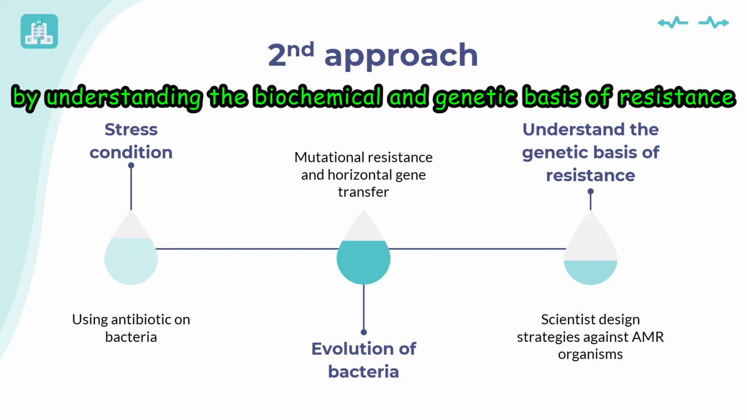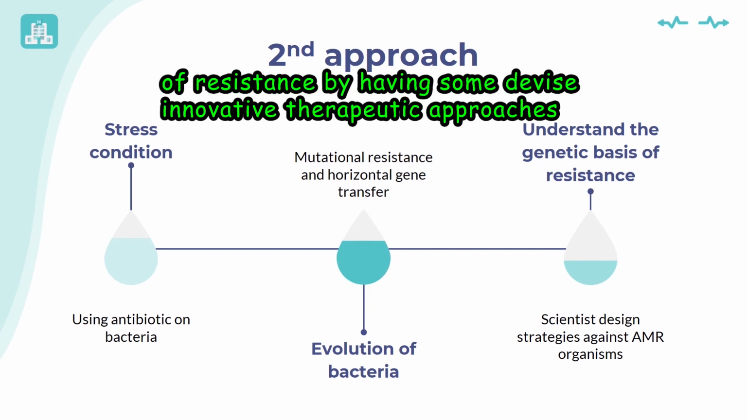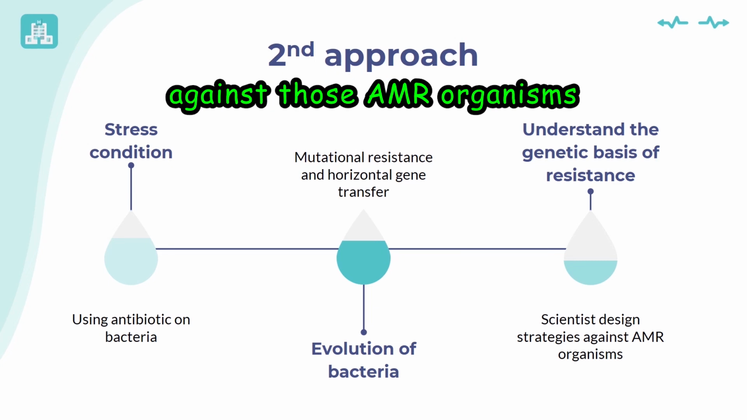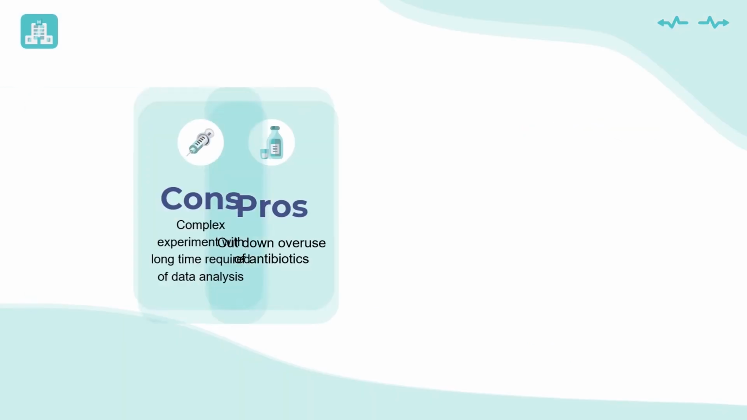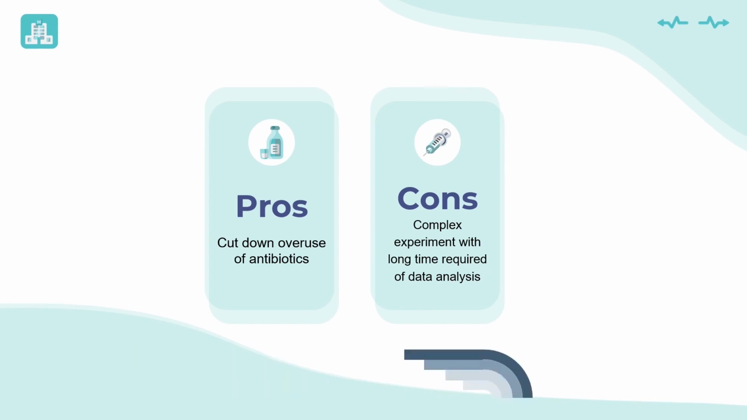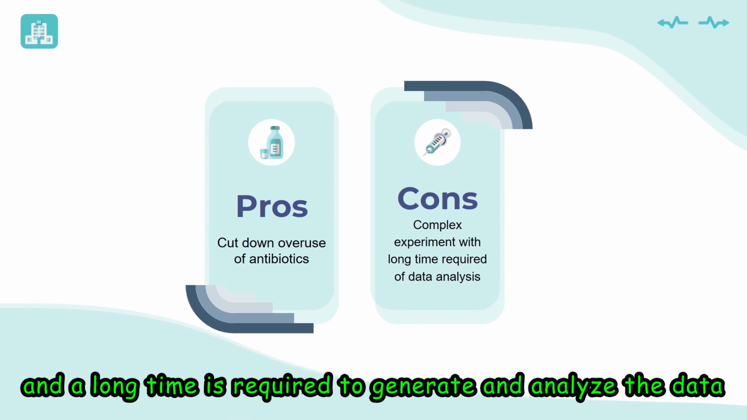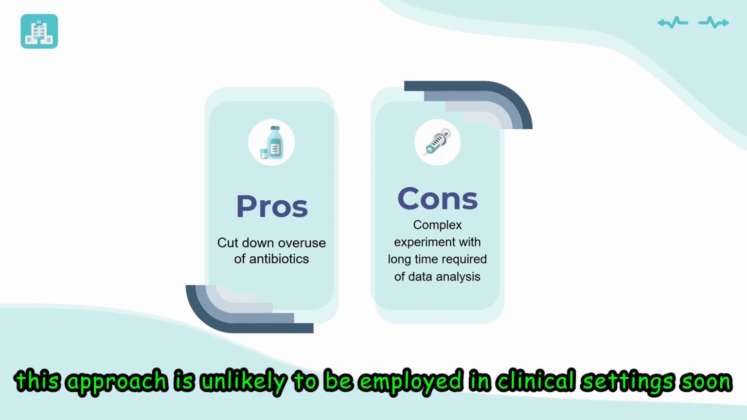By understanding the biochemical and genetic basis of resistance, scientists could design strategies to cushion the emergence of resistance by having some device innovation and therapeutic approaches against those AMR organisms. Doctors then can administer antibiotics more responsibly, taking measures to cut down on overuse. However, the experiment is still complex and a long time is required to generate and analyze the data, so this approach is unlikely to be employed in a clinical setting that soon.